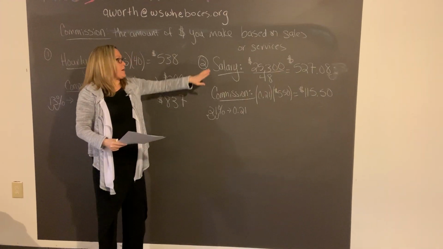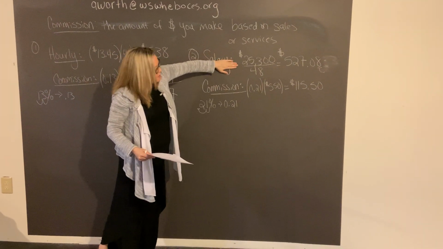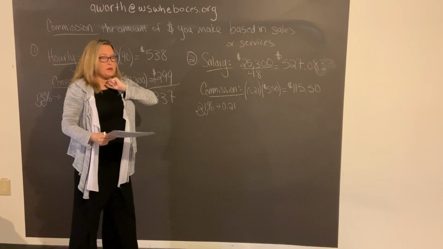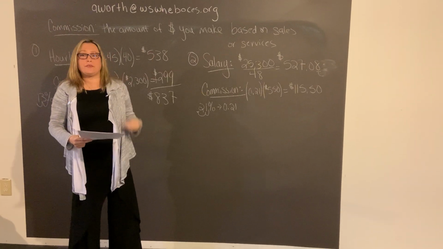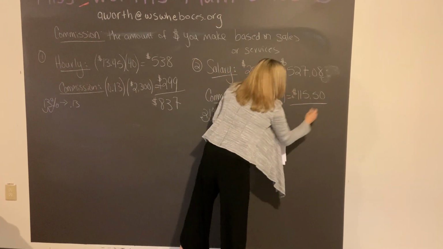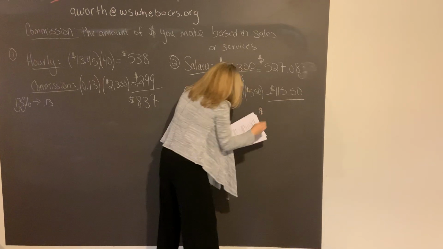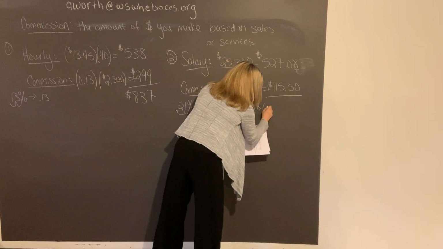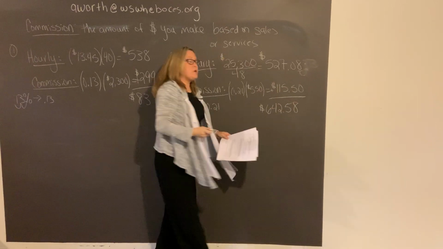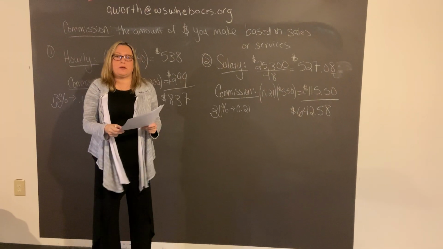Okay? I figured out how much she makes per week in salary, how much she makes per week in commission. Again, she wants to make all of it, correct? So we're going to add those two together to get a total of $642.58 per week gross pay.